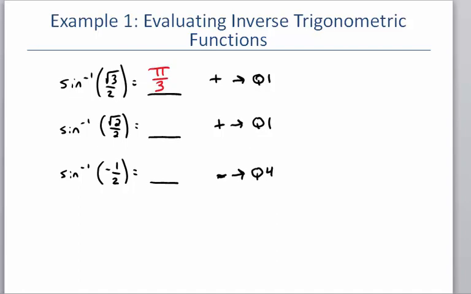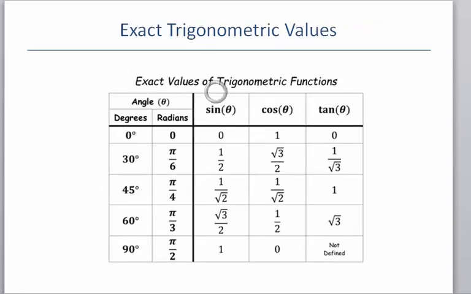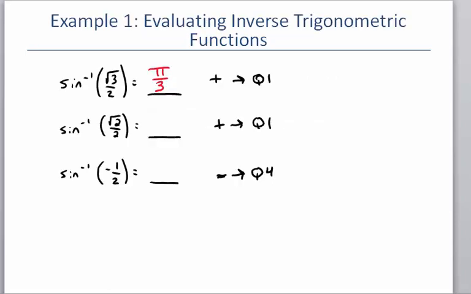Our next one asks me to find the angle where sine is equal to square root of 2 over 2. So I look in my sine column for square root of 2 over 2. Now realize that that is a value here that has not been rationalized. So if I rationalize this value, multiplying top and bottom by square root of 2, I get that square root of 2 over 2 that I was looking for. And so my angle is going to be pi over 4. Again, both of those angles are in quadrant 1.